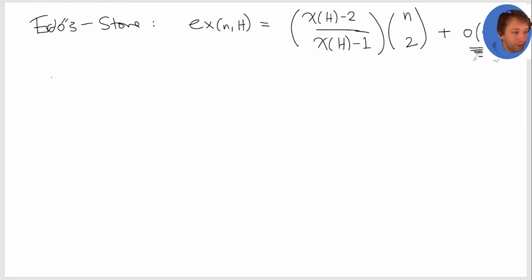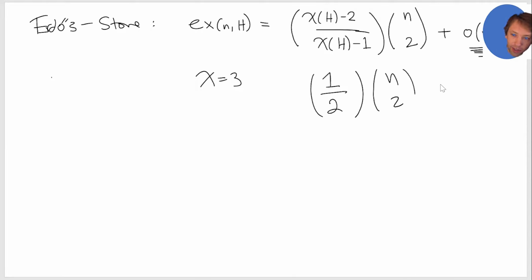And so if the chromatic number of G is 3, or 4 or 5 or whatever, this gives me a nice bound, right? So let's say χ is 3, this gives me 1/2 n choose 2 plus little o of n squared. So it's kind of like n squared over 4, roughly.